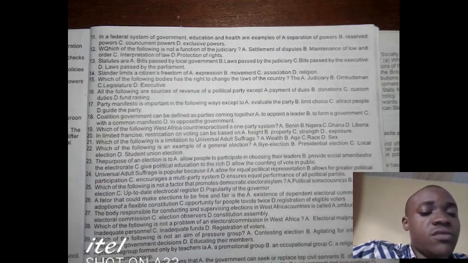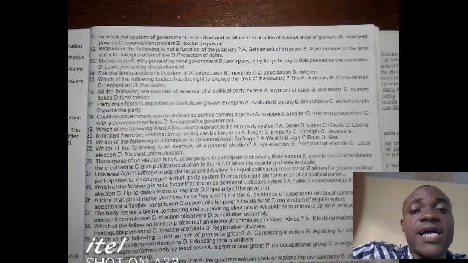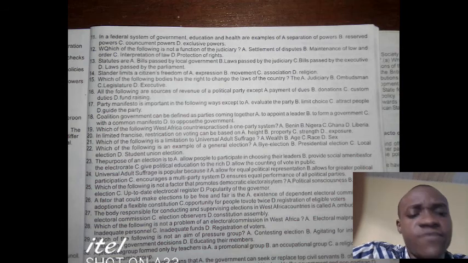Number 15, which of the following bodies has the right to change the laws of the country? The dash. A, judiciary. B, ombudsman. C, legislature. D, executive. So the answer you have known is legislature, which is C.